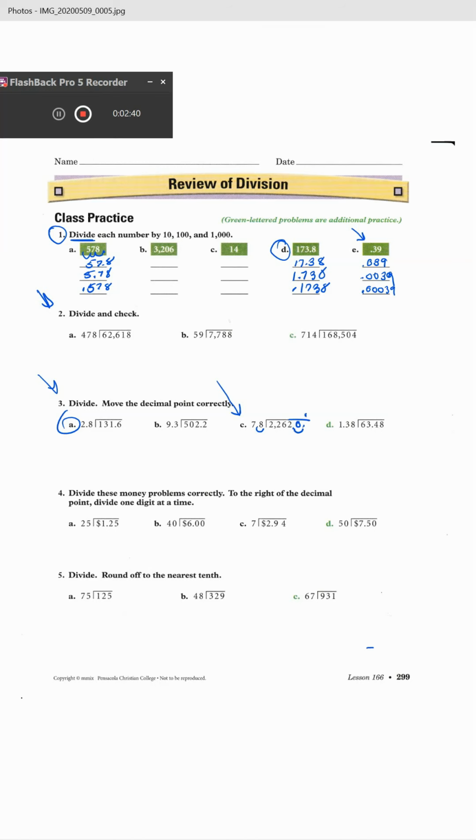I'm going to go ahead and put the decimal point up here. I don't know if I'll need it or not, but at least it's there. I'm going to erase these and just put the decimal right here. All right, 78 does not go into 22. We'll go into 226. I'm going to try 3 times because 7 times 3 is 21. Might be too big. Yeah, it's too big. So I'm going to have to go in 2 times.